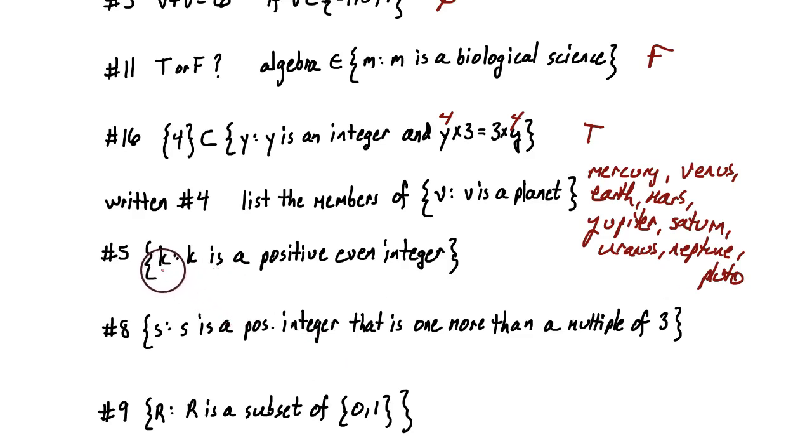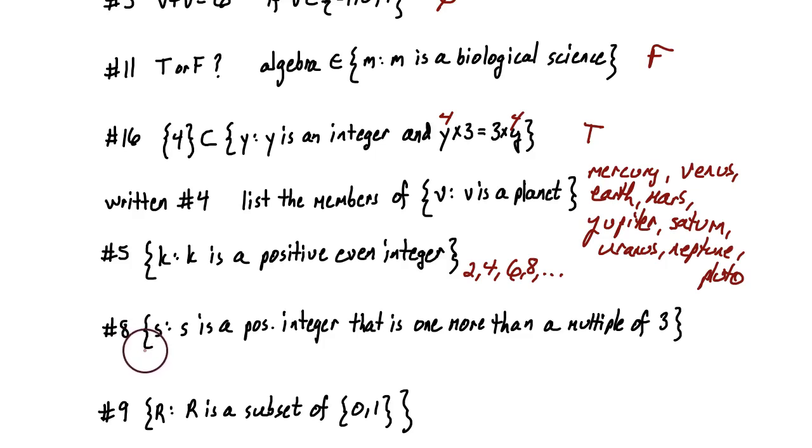Number 5, same direction. List the members of set K, such that K is a positive even integer. The first positive even integer is 2. Next comes 4, then 6, then 8, and write ... to show that this continues.